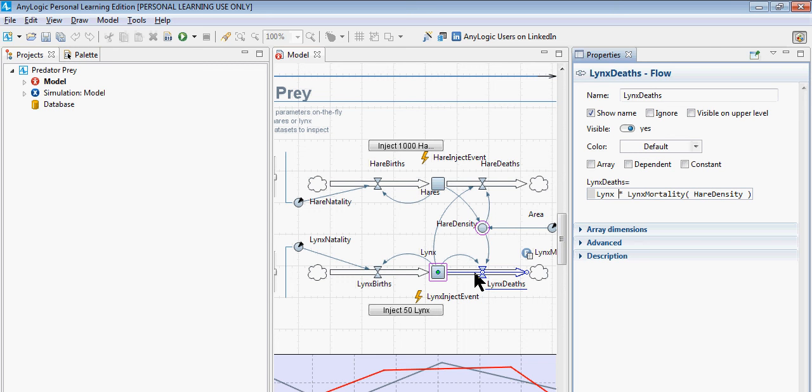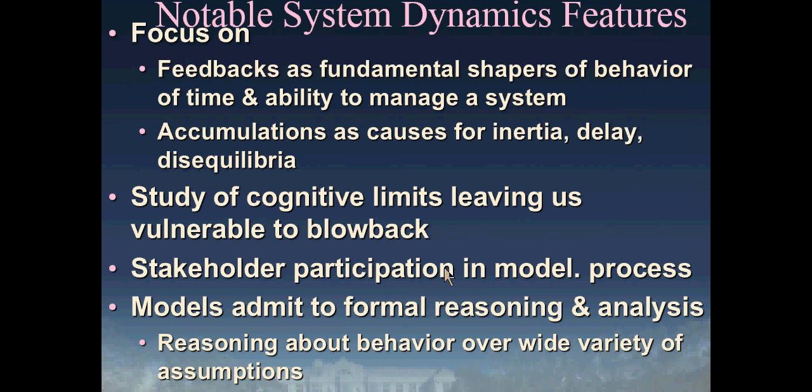You can see it most directly with lynx. As the number of lynx go up, there's going to be a greater number of lynx deaths, a greater rate of lynx deaths. A million lynxes running around in Saskatchewan will have a larger number of lynx dying per year than if we have 1,000 or than if we have 10. So as the number of lynx go up, the rate of lynx deaths rises, and that tends to bring down the number of lynx.